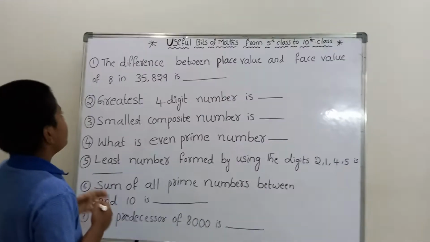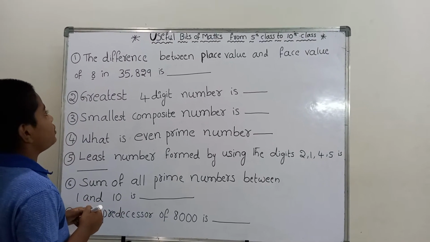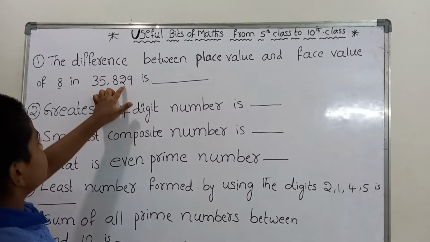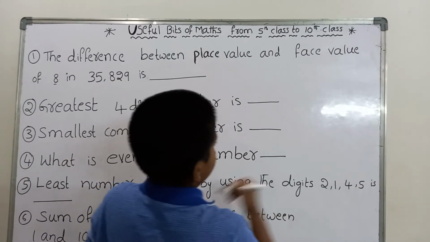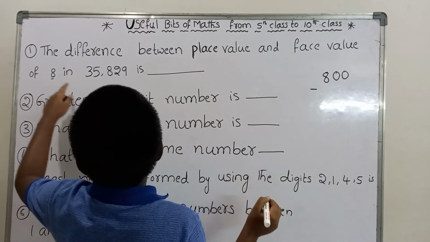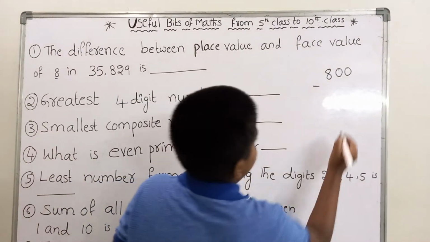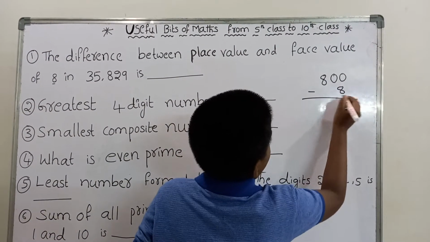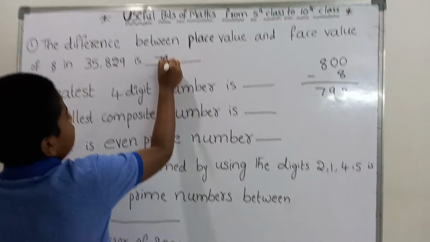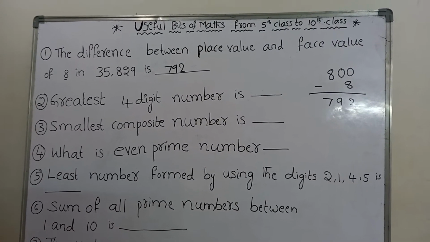First problem: the difference between place value and face value of 8 in 35,829 is. The place value of 8 is 8 into 100, which is 800. The face value is the value of the number itself, so 800 minus 8. Here 800 minus 8 is 792. So the answer is 792.